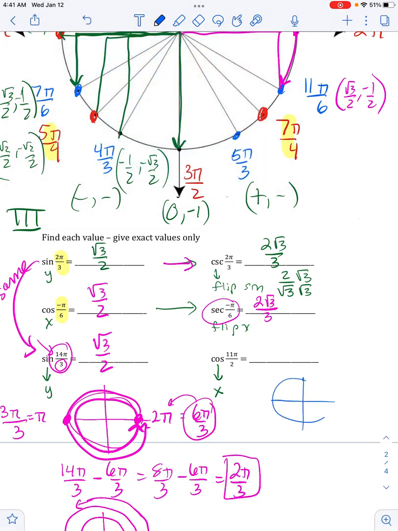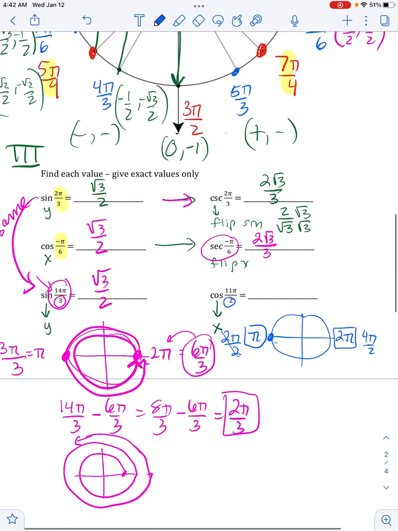11 pi over 2. This is always 1 pi, and this is always 2 pi. So if you're counting by halves, this would have to be 2 over 2, so that it would reduce down to the pi that we know it's supposed to be. And this side would have to be 4 over 2, so it would reduce down to 2 pi.